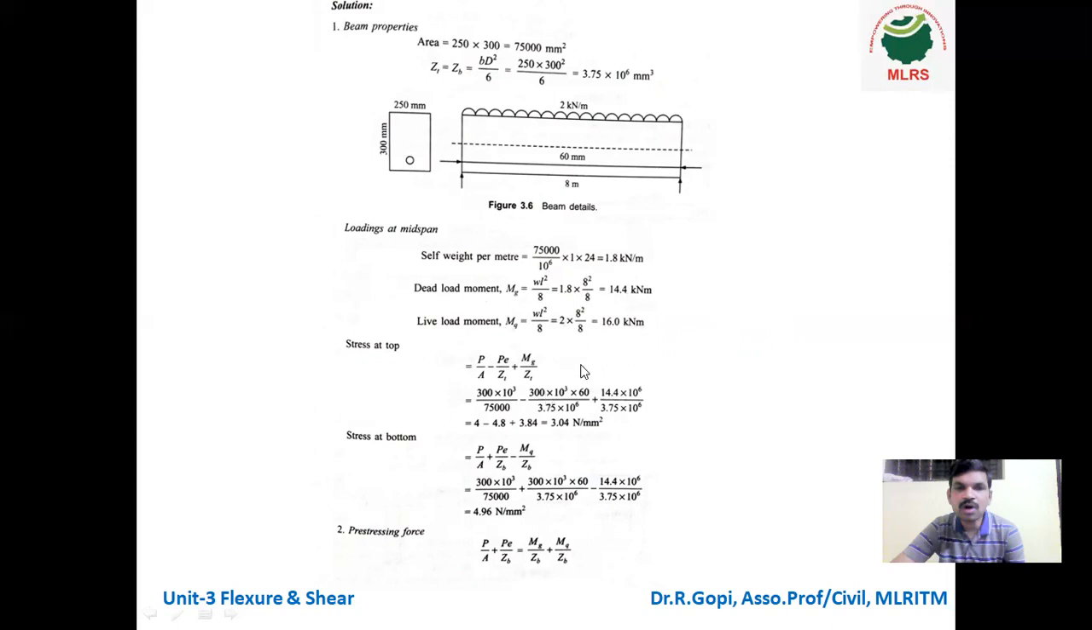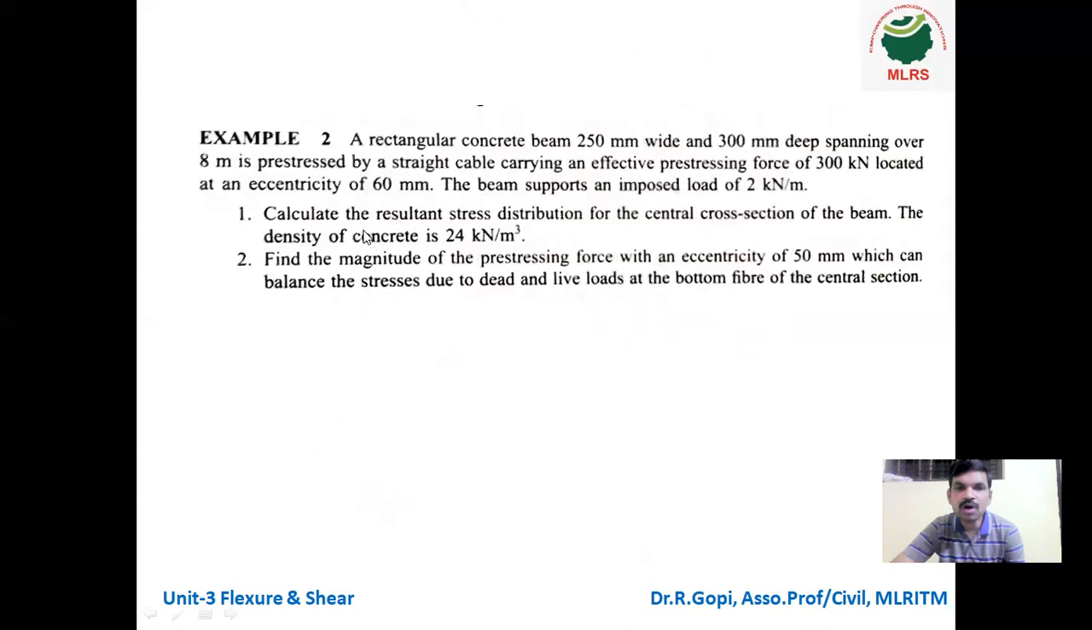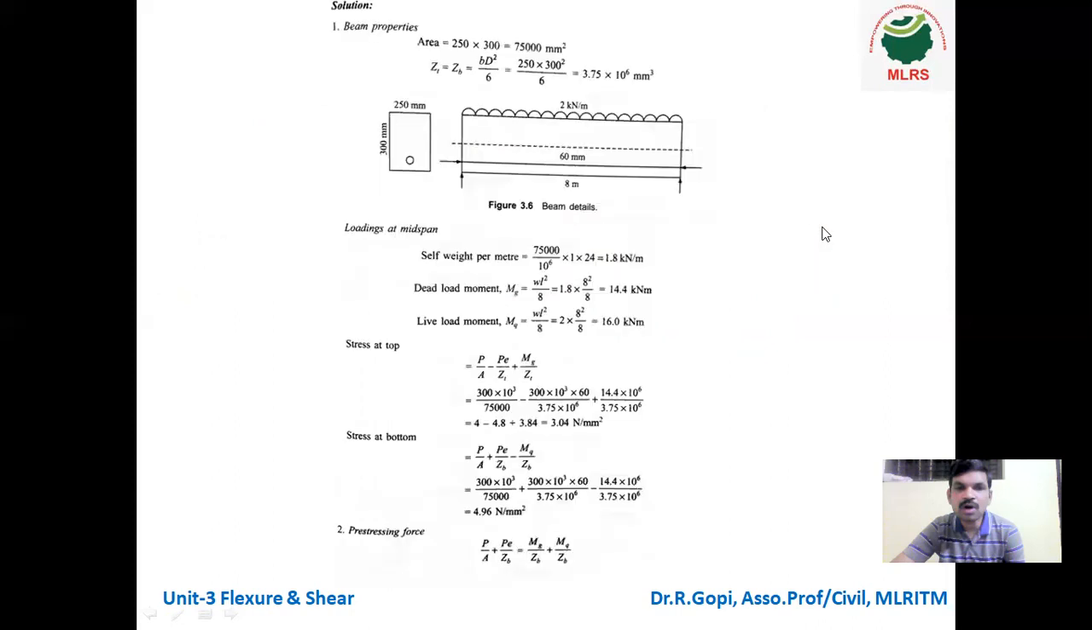Okay. So in the first question, calculate the resultant stress distribution on the central cross section of the beam. So you can see here, stress at the top. Here at stress at the top, we consider P by A minus PE divided by ZT plus mg divided by ZT. Okay. So here also we are considering only dead load moment.